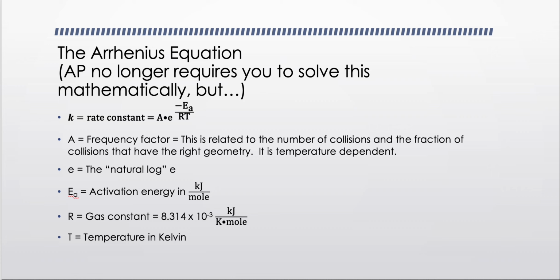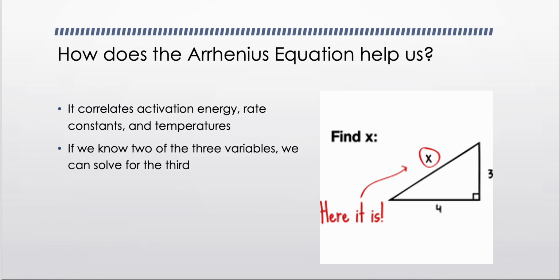So while you will not have to solve for anything like this mathematically, I think it just is nice to show you guys that there is some kind of mathematical relationship between the rate constant and activation energy. And because there's that correlation mathematically between activation energy, rate constants, and temperatures, that equation would allow you to find the third variable if you knew the other two. Like I said, you're no longer going to have to do anything mathematically with it, but I think it's just helpful for you guys to see that there is some kind of mathematical correlation between all those variables.